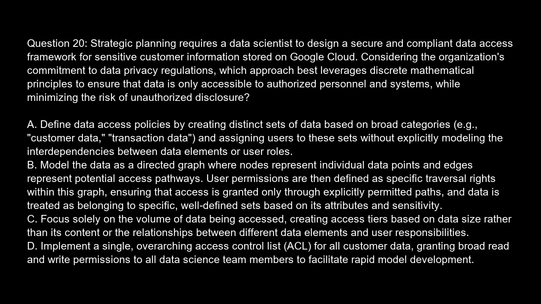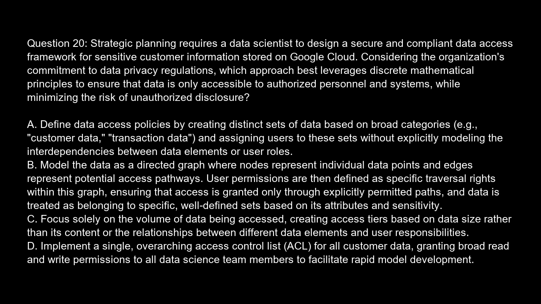Option A. Define data access policies by creating distinct sets of data based on broad categories, e.g., customer data, transaction data, and assigning users to these sets without explicitly modeling the interdependencies between data elements or user roles. Option B. Model the data as a directed graph where nodes represent individual data points and edges represent potential access pathways. User permissions are then defined as specific traversal rights within this graph, ensuring that access is granted only through explicitly permitted paths, and data is treated as belonging to specific, well-defined sets based on its attributes and sensitivity.